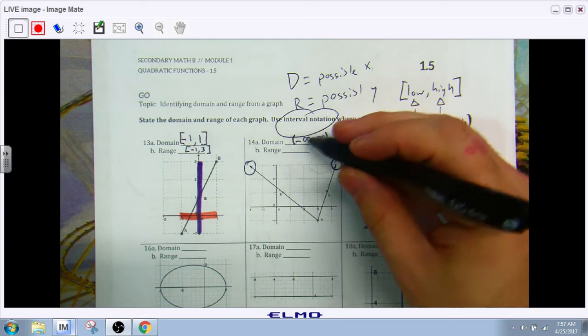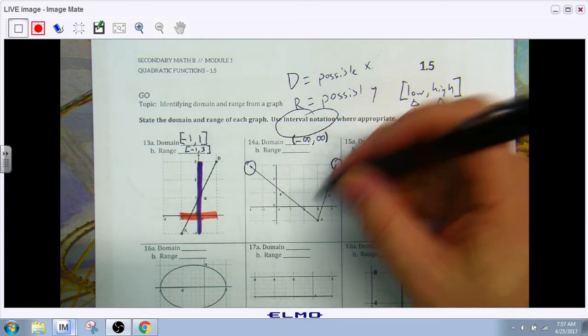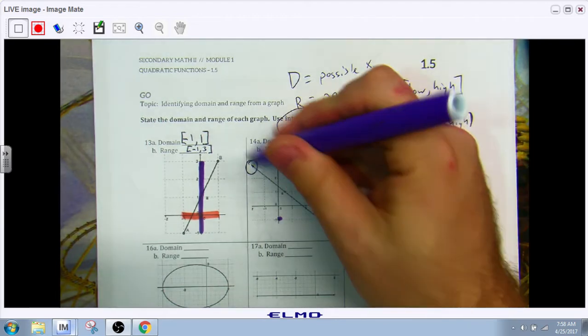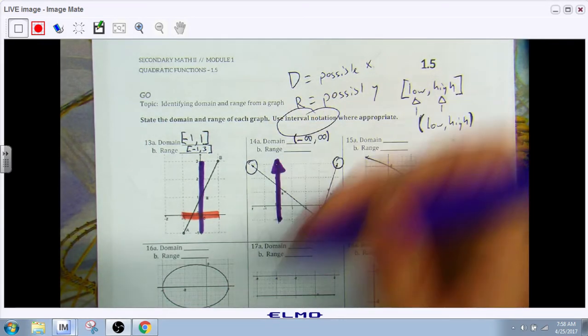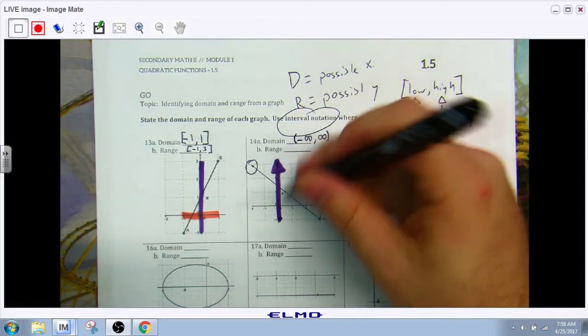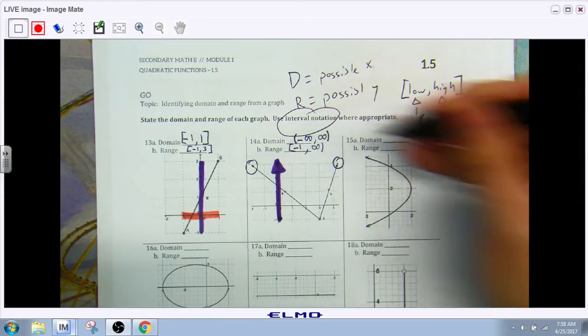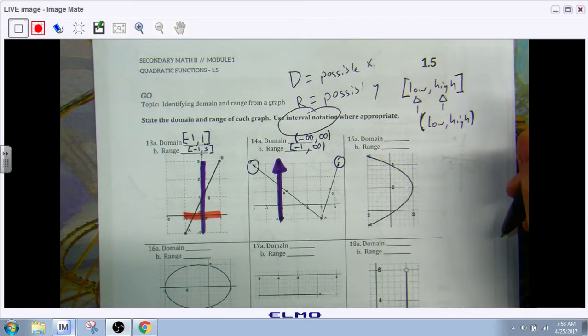Now when I do the range, I'm looking at my up and down motion. My lowest value is at -1 here, right? But my highest value, because there's arrowheads, will go on forever. So my low value is -1, but my high value is infinity. Okay? And so that's how we do these.